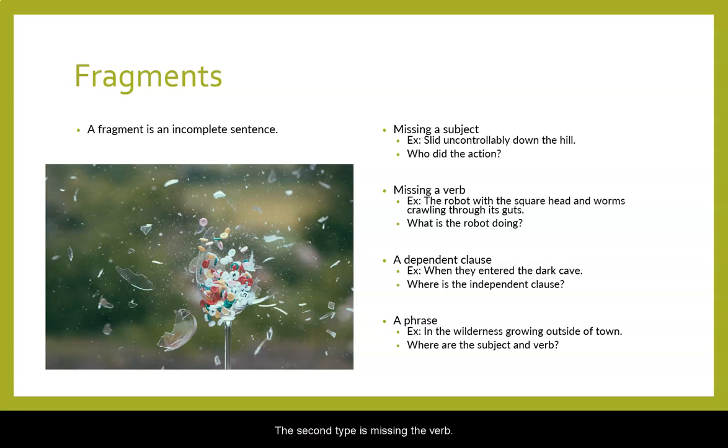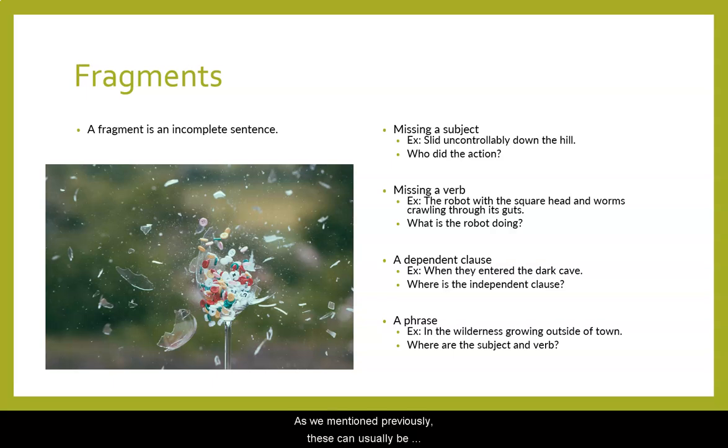The second type is missing the verb. This entire group of words is working together to serve as the subject of the sentence. While it provides us more description about which robot we're talking about, it does not tell us what the robot is doing. The third type of fragment is a dependent clause.